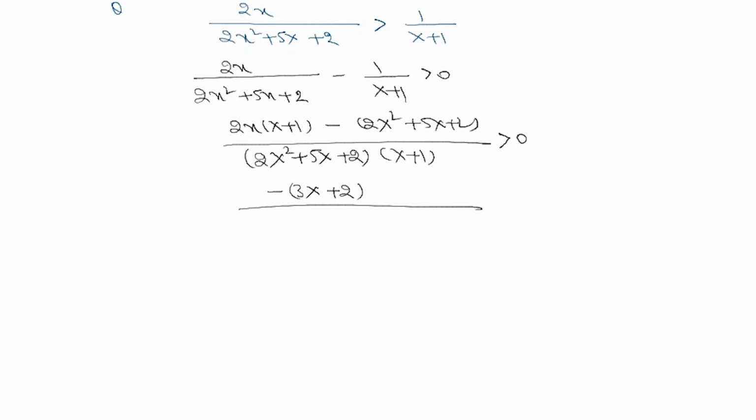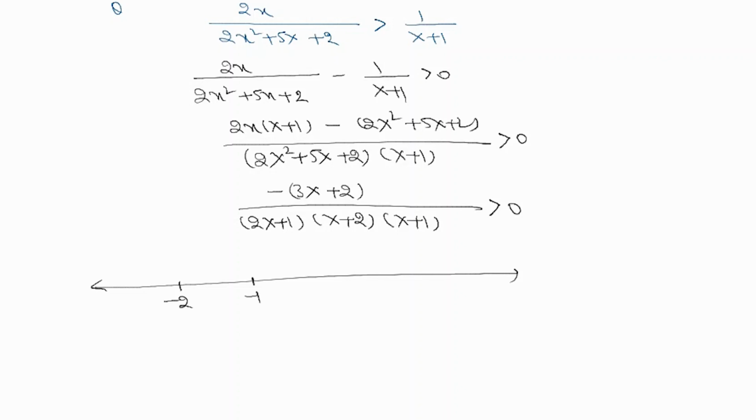And if I factorize it, I'll get 2x plus 1, x plus 2, x plus 1, and it should be greater than 0. So if I write the roots of this expression, what are the roots? The roots are minus 2, minus 1, minus 2 by 3, and minus 1 by 2. Now what is the sign of the rightmost? This is minus, and then every other expression is plus. So plus, plus, plus, plus, and minus will be minus. So this is minus, plus, minus, plus, and then minus.